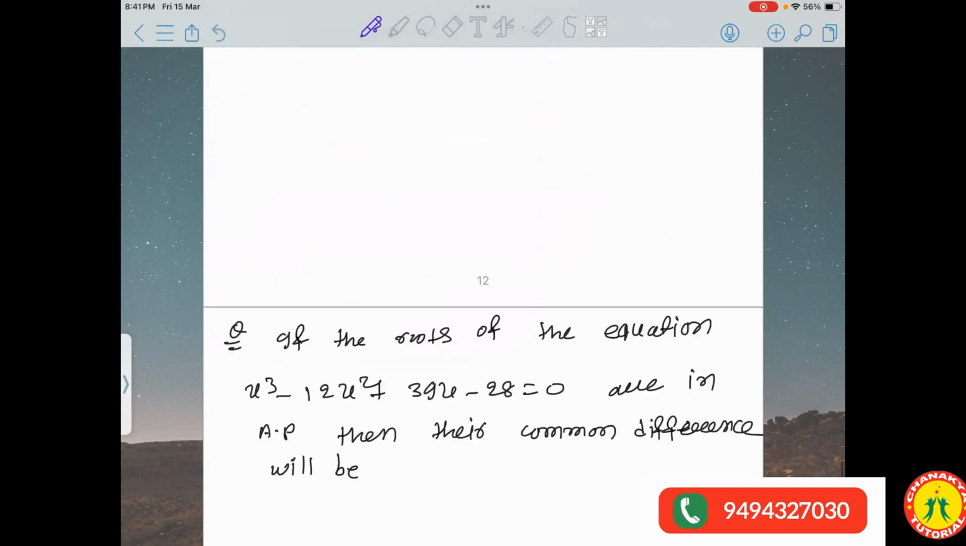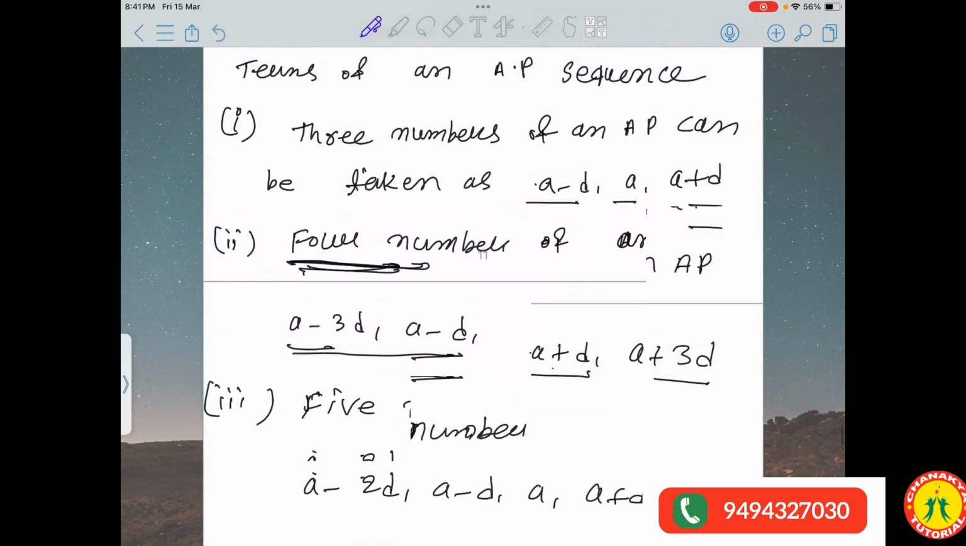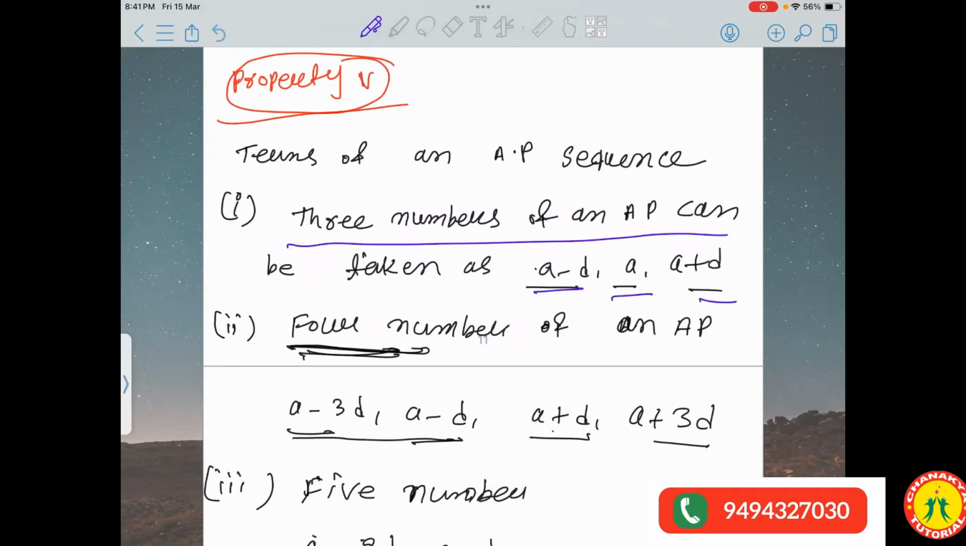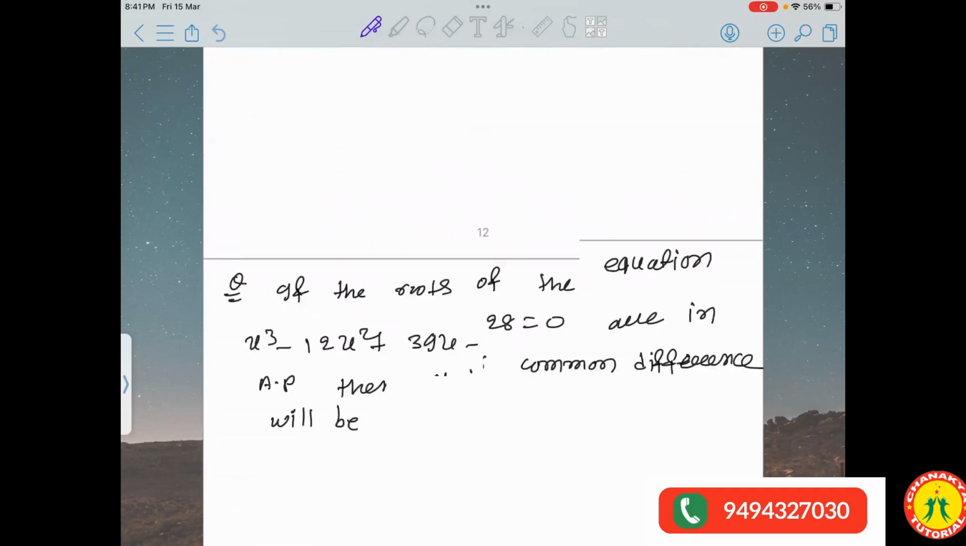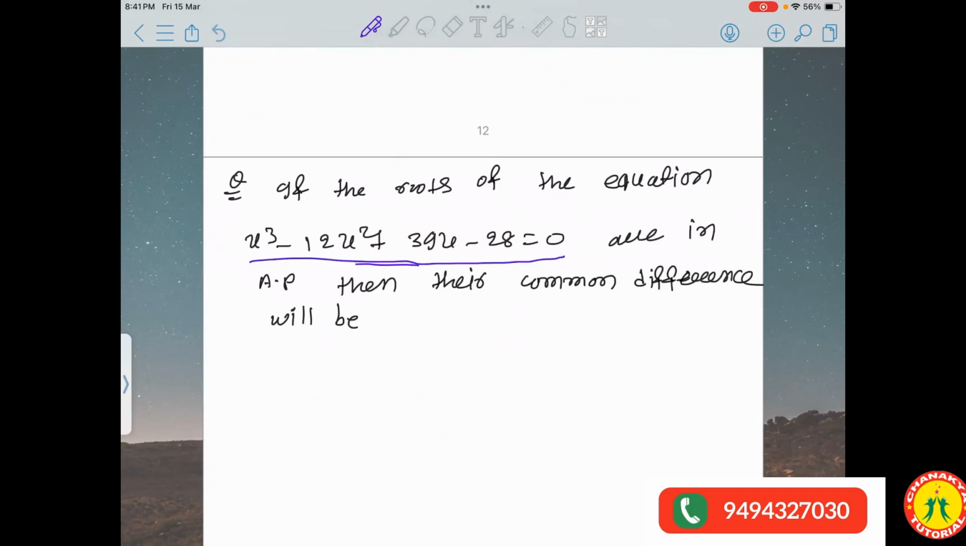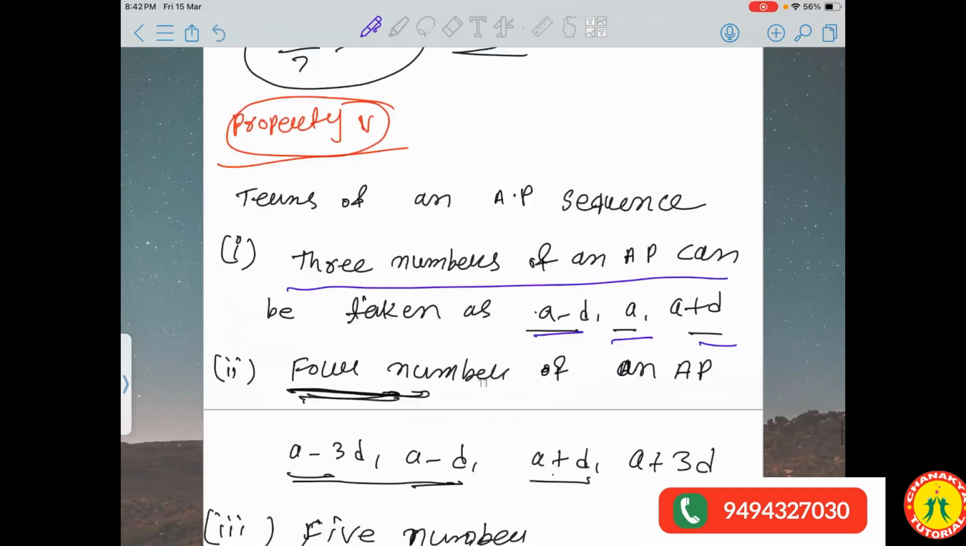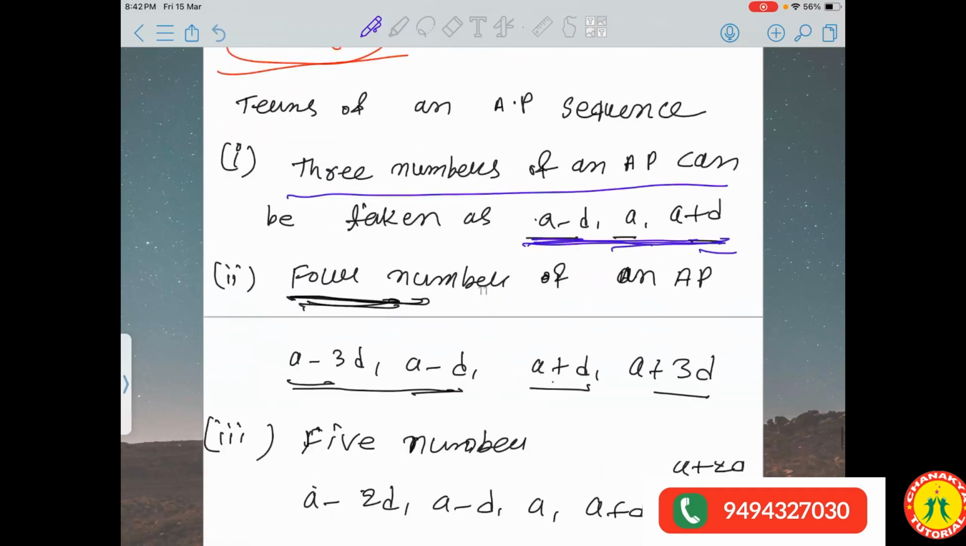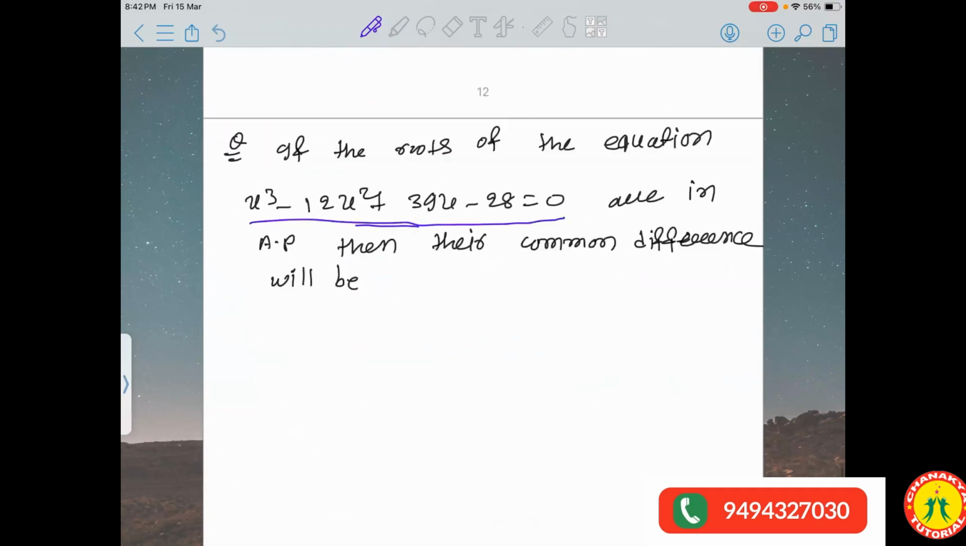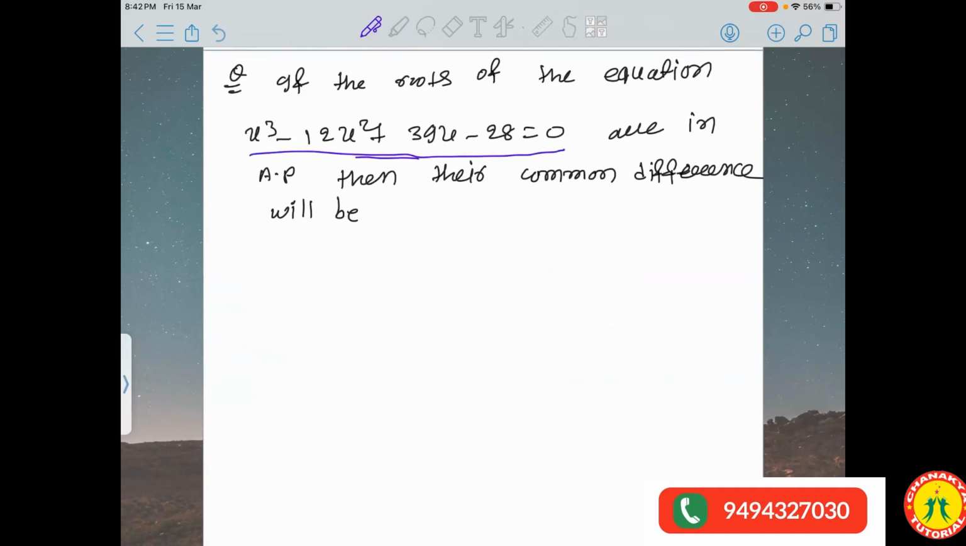Solve it. I discussed now, three numbers are in AP. Let a minus d, a, a plus d. So here given is a cubic equation, right? So cubic equation, three roots. So let the roots be a minus d, a, a plus d, and use the sum of roots and product of roots. We will get the answer. Otherwise, if you do directly, we can't do that. Everyone, try to solve.